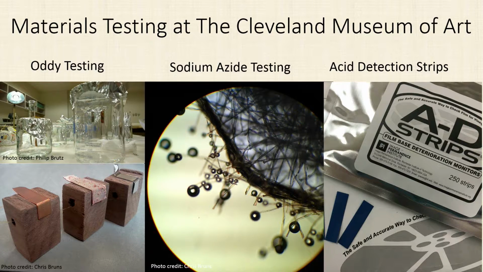At CMA, we use 3 methods of materials testing that I'll tell you about today. Each has advantages and disadvantages, and I'll cover that a little bit too. There's the Oddy test, which is affordable, low-tech, and effectively tests for every pollutant imaginable. We use a sodium azide test, which is relatively quick to execute, but can be dangerous because of the chemicals used. And the sodium azide test only tests for sulfur. A newer test method for us is the use of acid detection strips from the Rochester Institute of Technology's Image Permanence Institute. AD strips, as they are called, test for exactly what you would imagine and are quick and safe to use, but again, only test for a narrower range of pollutants.